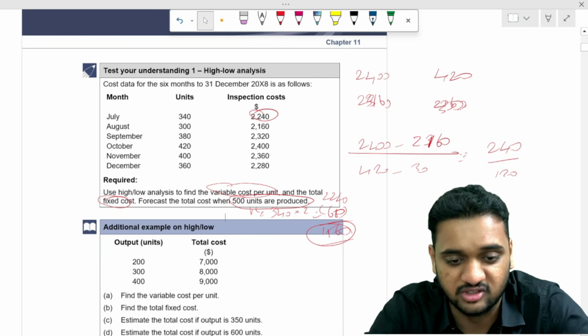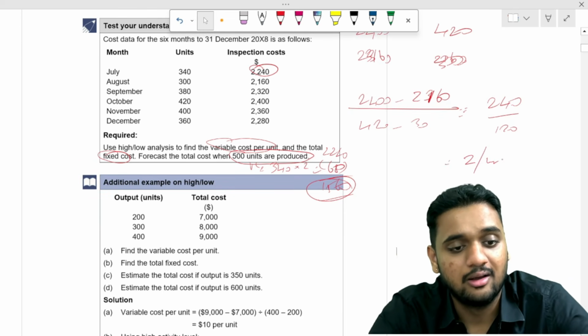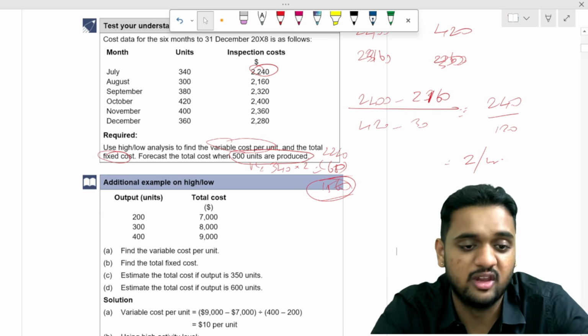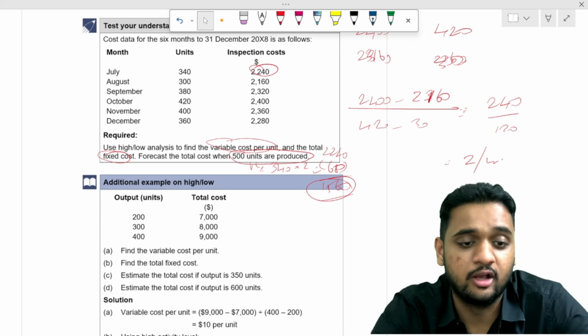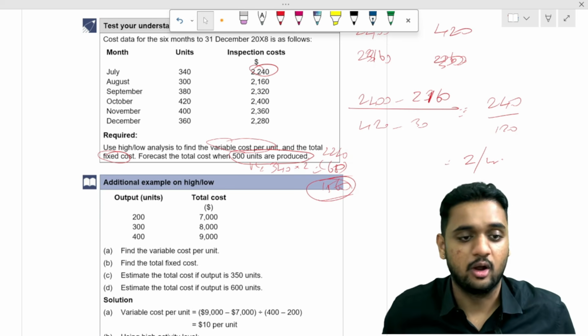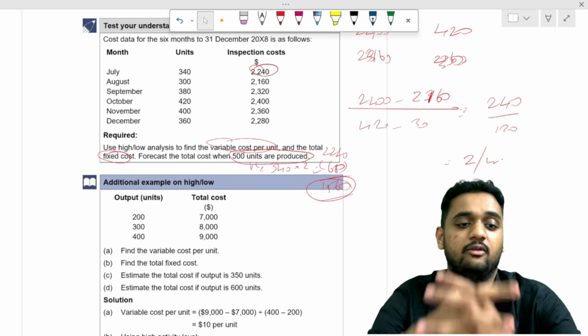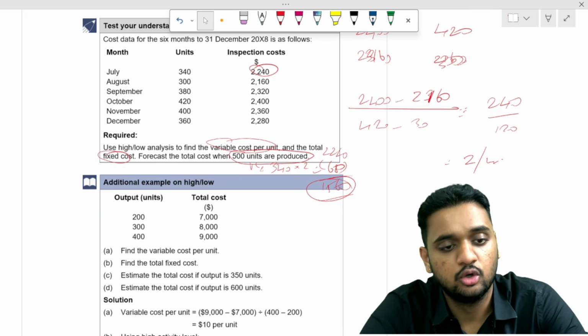Come to additional example question number 1. Don't see the answer. First, find the variable cost per unit. How will you find the variable cost per unit in high-low analysis? What is high cost? 9000, minus low cost, 7000, divided by 400 minus 200. What are you getting? 2000 divided by 200. 10 you are getting. Variable cost per unit is 10.